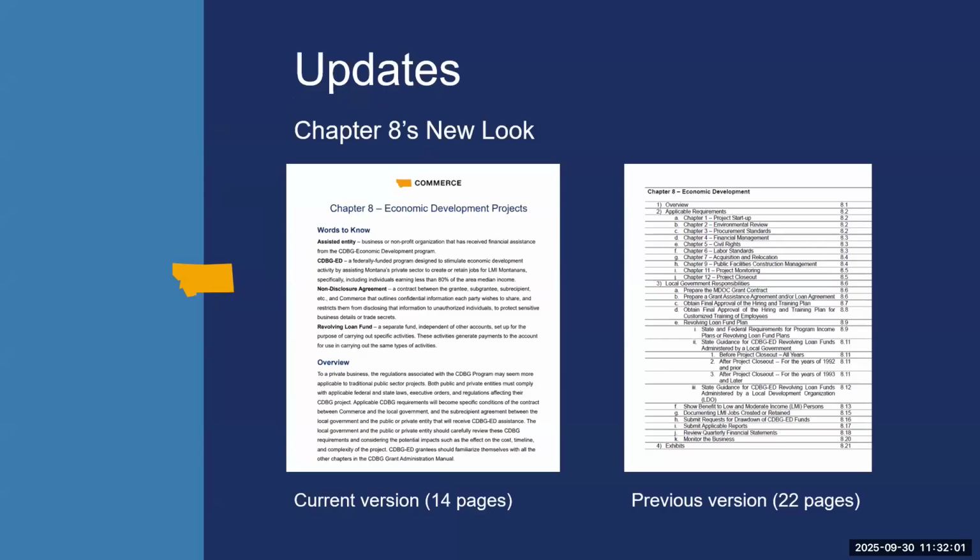Okay, so the main update is that we have an entirely new look. The current version is 14 pages, and the previous version was 22 pages. This new version is shorter, a little less wordy, but most importantly, redundancies have been eliminated. I'll get to that in a minute, specifically what we've eliminated from this particular chapter. The current version also includes the helpful words to know section at the top. That includes assisted entity, CDBG ED, non-disclosure agreement, and revolving loan fund.